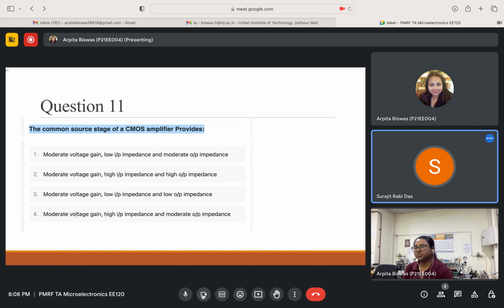So this is question number 11. Now we are going for some MCQ questions. The common source stage of a CMOS amplifier provides: the first option is moderate voltage gain, low input impedance and moderate output impedance. The second option is moderate voltage gain, high input impedance and high output impedance. Third option is moderate voltage gain, low input impedance and low output impedance. And the fourth option is moderate voltage gain, high input impedance and moderate output impedance.